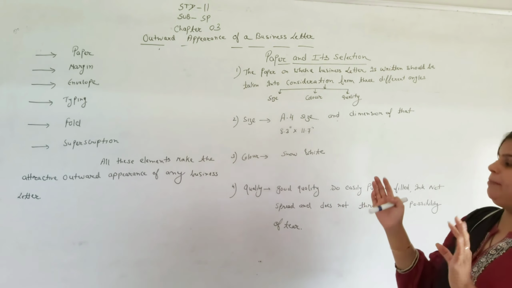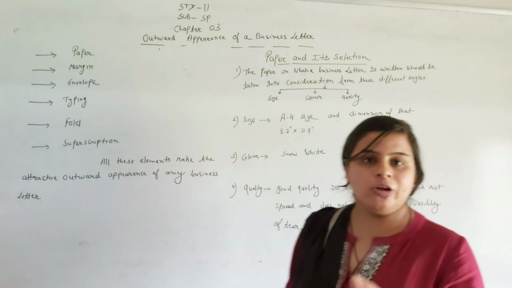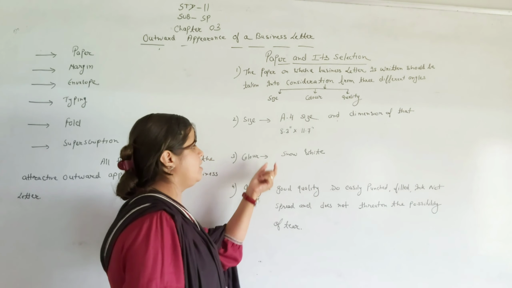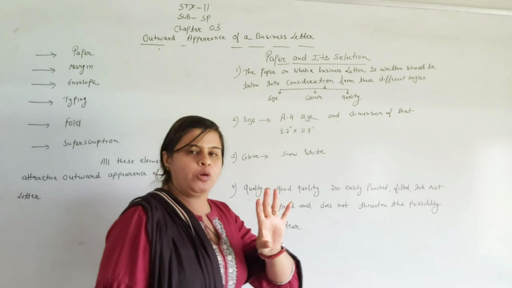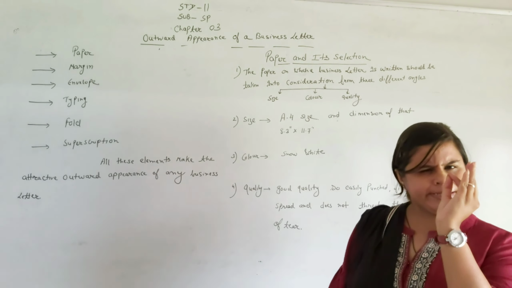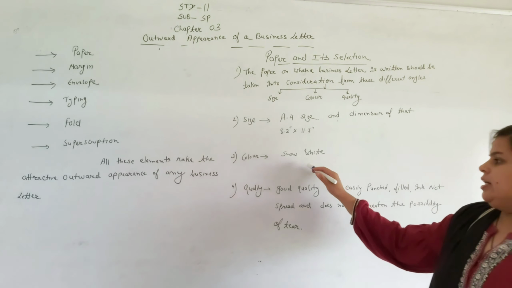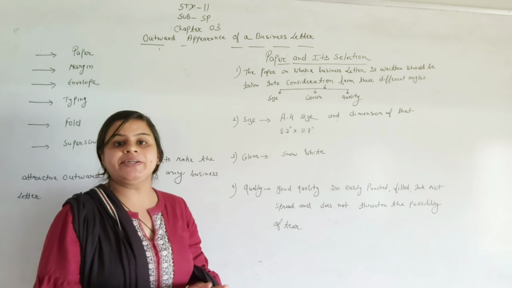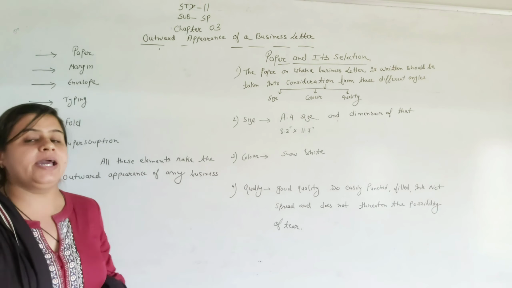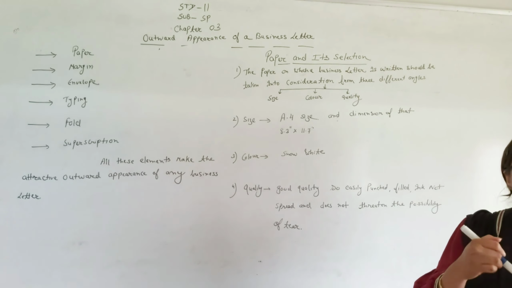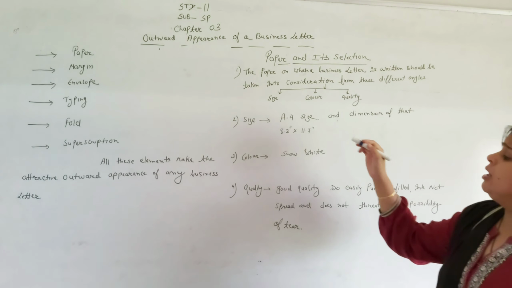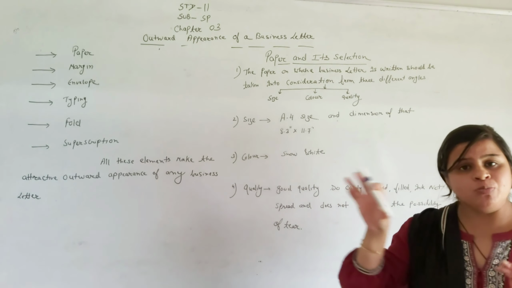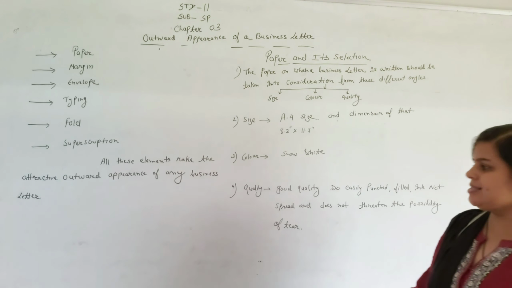Now the second angle is color. Basically the color of the A4 size paper is snow white, not pure white but a little bit dull white. You can use paper of sky blue, red or green; it is not banned or prohibited. But when we talk about a business letter, it should be attractive and in a professional form. So generally snow white paper is more preferable for writing a business letter.